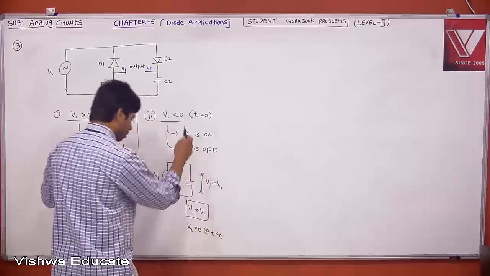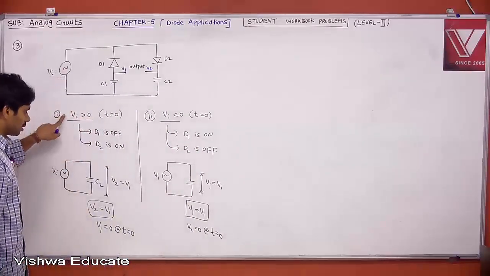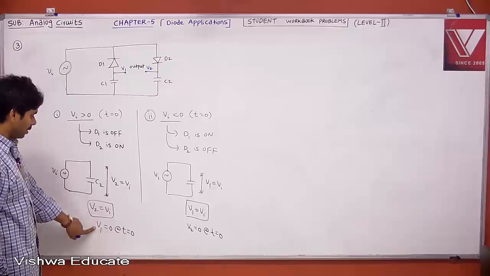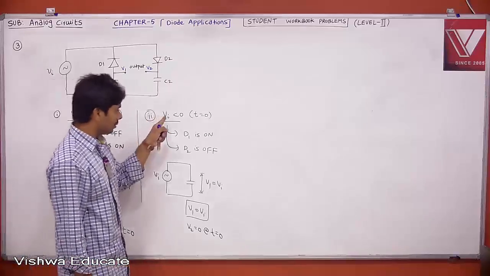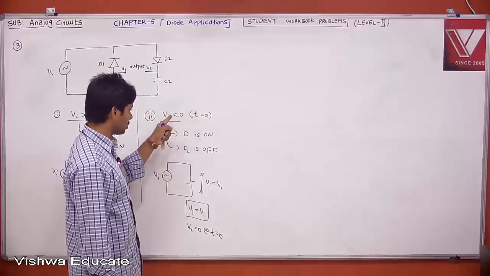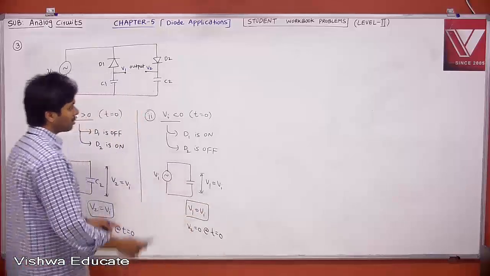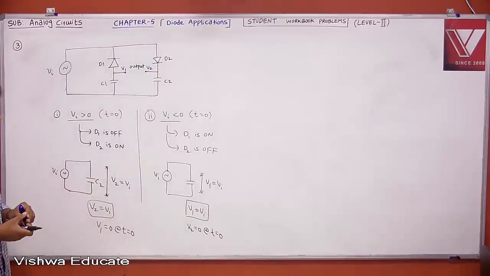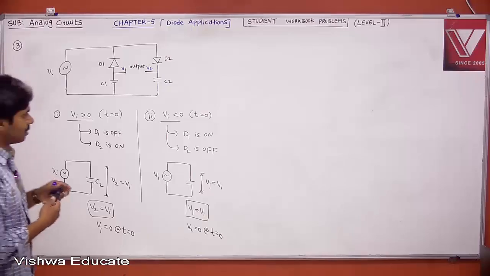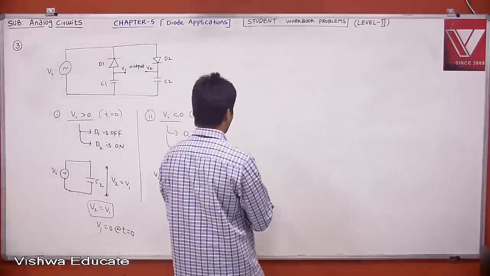See, these two are possible solutions. If you start with this, then your V2 is equal to Vi and V1 is 0. If you start with the negative cycle at time t equal to 0, then your V1 is equal to Vi and V2 is equal to 0. That's why we don't know where to start, which is on and which is off. But now let's respond to an actual sine wave, then we'll see. You'll understand the problem.